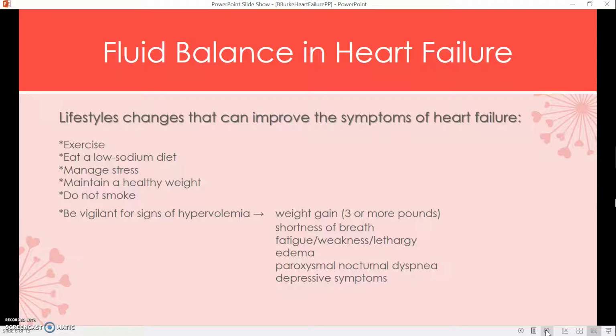It's not known why there is a high prevalence of depressive symptoms in heart failure patients, but they are associated with adverse outcomes.